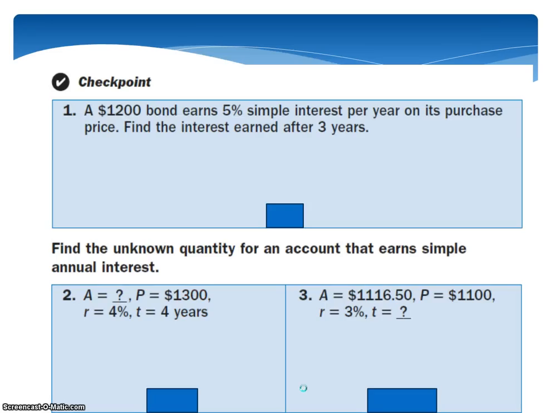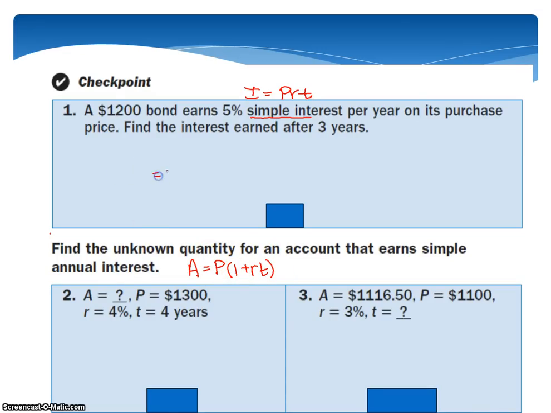You're going to try checkpoint 1, 2, and 3. Remember which formulas you are using. This is simple interest, so we want to find the interest earned after 3 years. We are using this formula. Number 2, we want to find the unknown quantity. I would use this formula because you know the balance, or you're trying to find the balance. Pause the video, substitute the numbers in for the variables, and solve the problem.